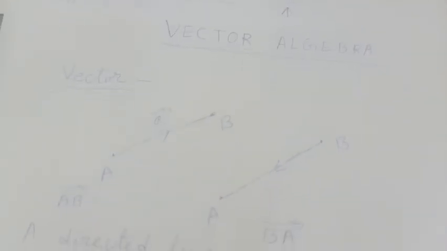Now today we will discuss vector algebra. By vector we mean a directed line segment. A directed line segment is called a vector.